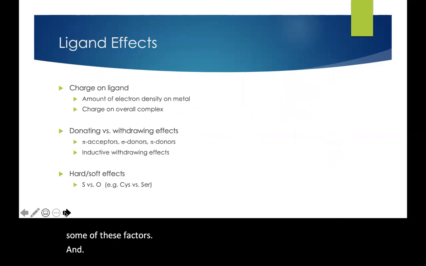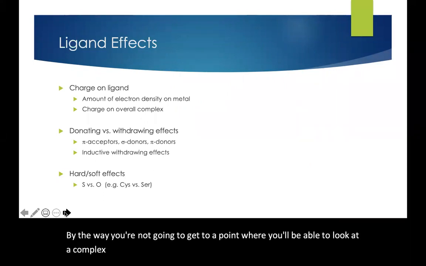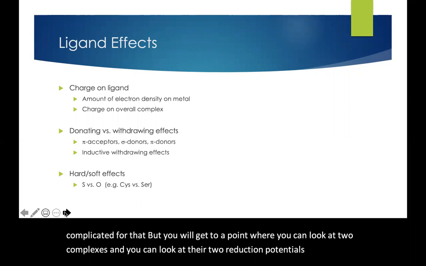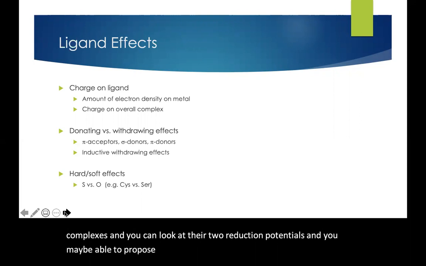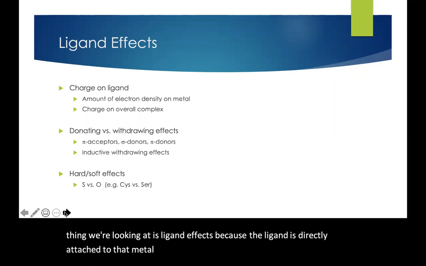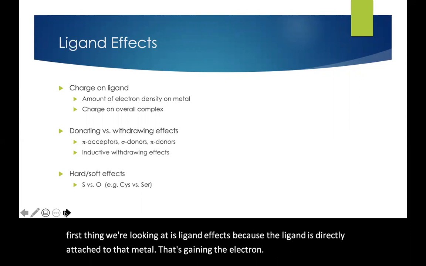By the way, you're not going to get to a point where you'll be able to look at a complex and predict its reduction potential or anything like that. That's too complicated for that. But you will get to a point where you can look at two complexes and their two reduction potentials, and you may be able to propose a rational explanation for the difference. So the first thing we're looking at is ligand effects, because the ligand is directly attached to that metal that's gaining the electron. And so it should have a pretty pronounced effect.